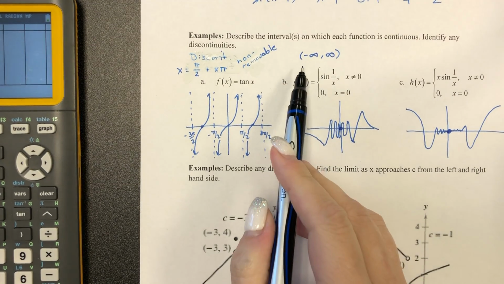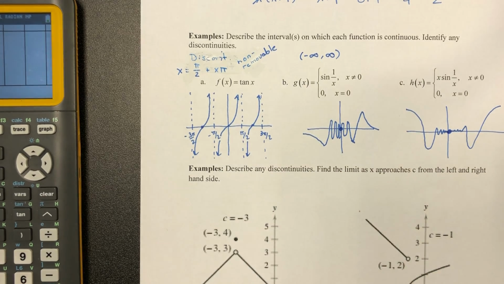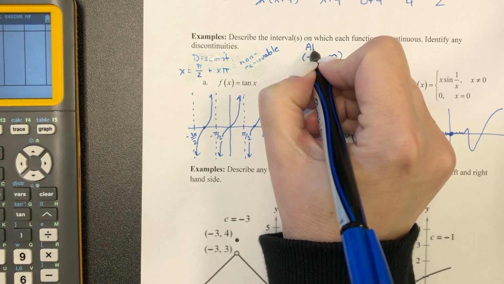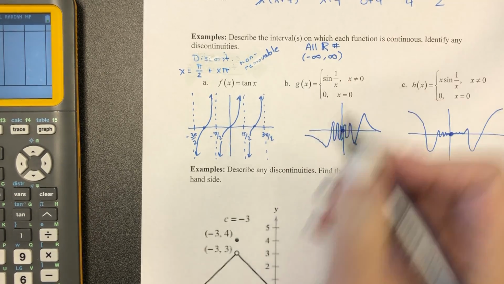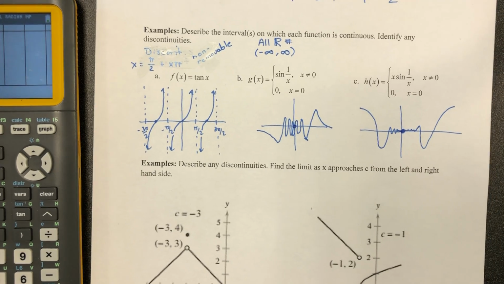Now, what if you like using a different type of notation? You don't like the interval, you like the set notation? That's perfectly fine too. So you could say for all real numbers. I could say that too. All right, now let's go take a look at the next one.